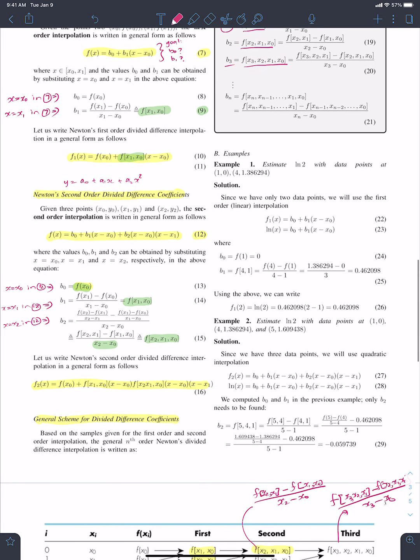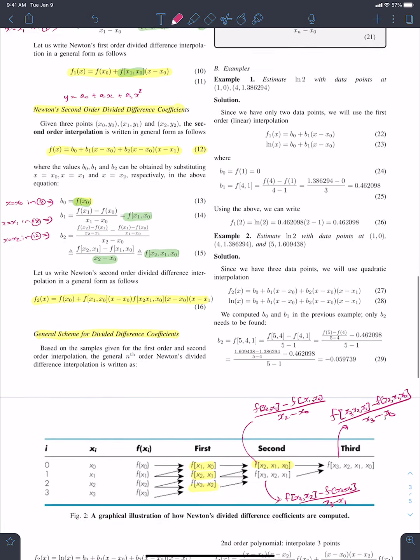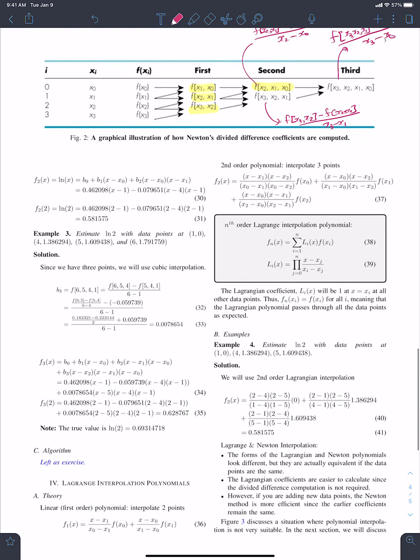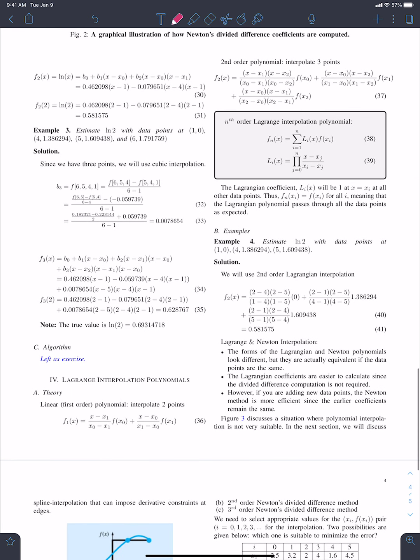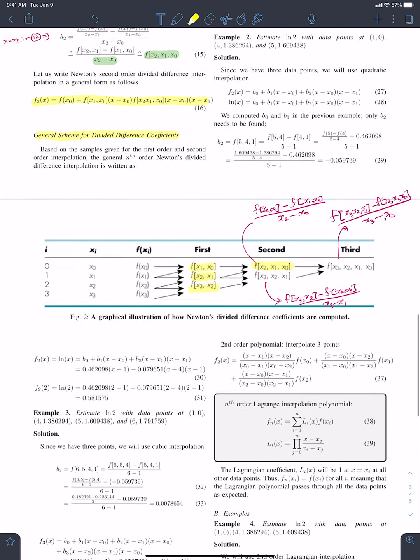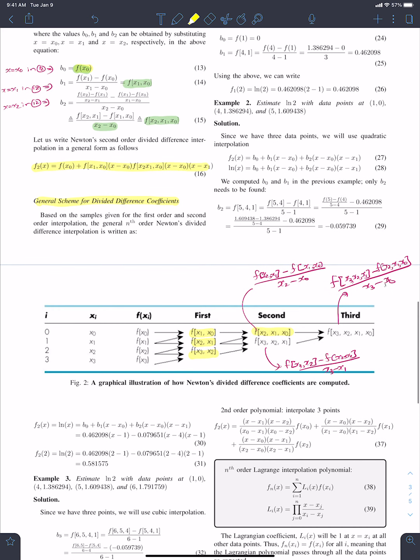You can develop an algorithm for this. I did not provide an algorithm; I just left it as an exercise. I encourage you to write that algorithm, so that when you write it, you will definitely learn more.